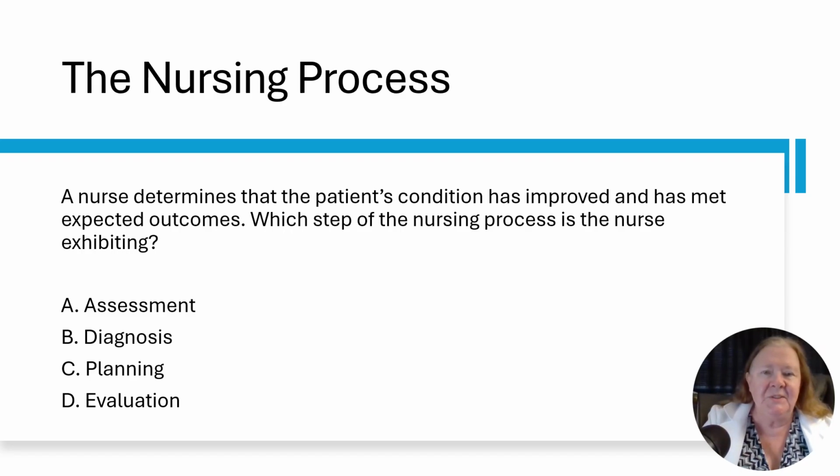Okay, let's come back to this one. The correct answer on this one is letter D, evaluation. What the nurse is doing in this case, by determining that the condition of the patient has improved and they've met their outcomes or goals, same thing, outcomes is another name for goals, I talked about that in the material that I covered.